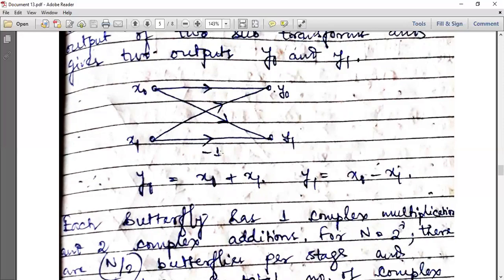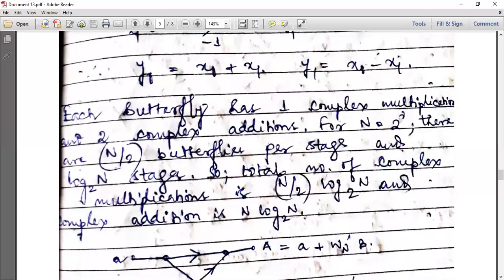Now each butterfly has one complex multiplication and two complex additions. So for n equal to 2 to the power mu, there are n by 2 butterflies per stage. If you want to know how many stages there will be for a butterfly diagram, how do you know it? It is denoted by a formula, log n to the base 2. This many stages. If you know n, you can find out how many stages the butterfly diagram will have. Now, what are stages? I'll explain.